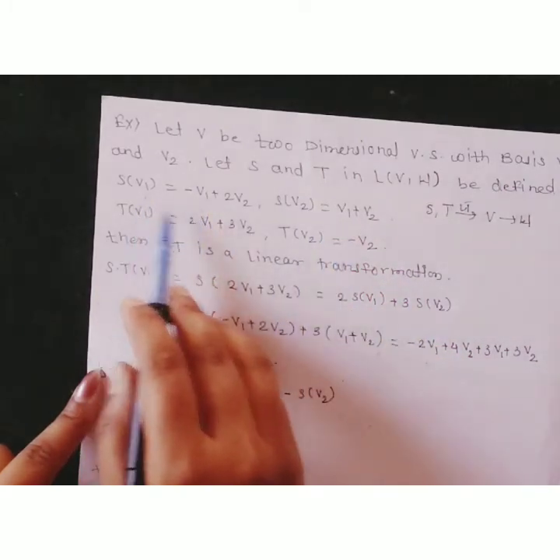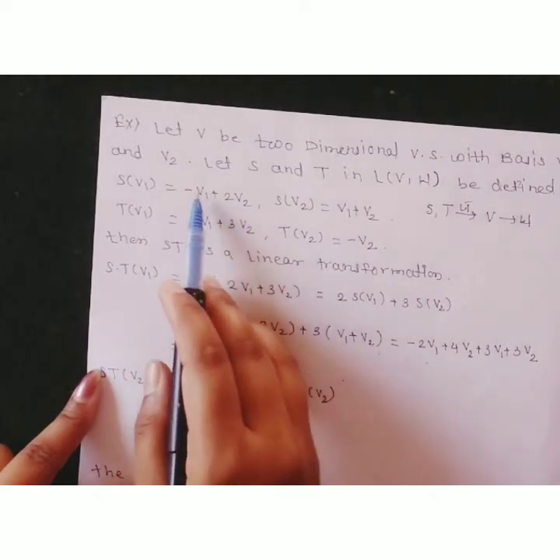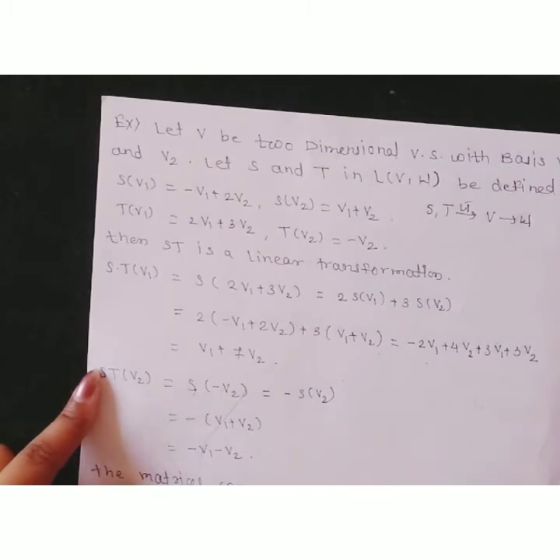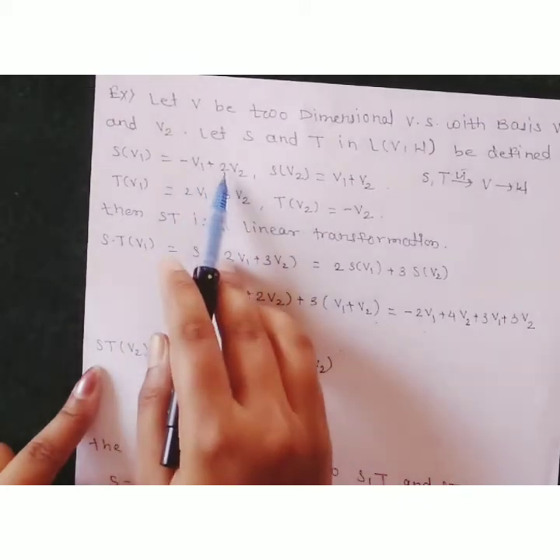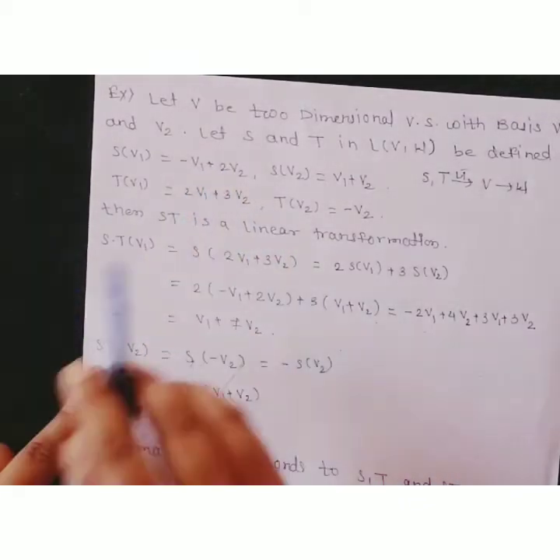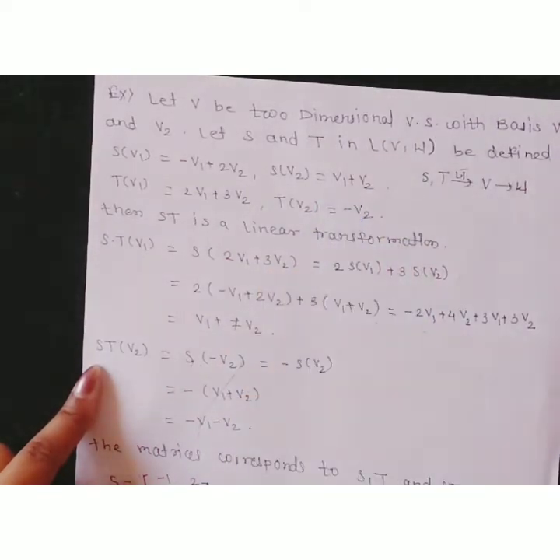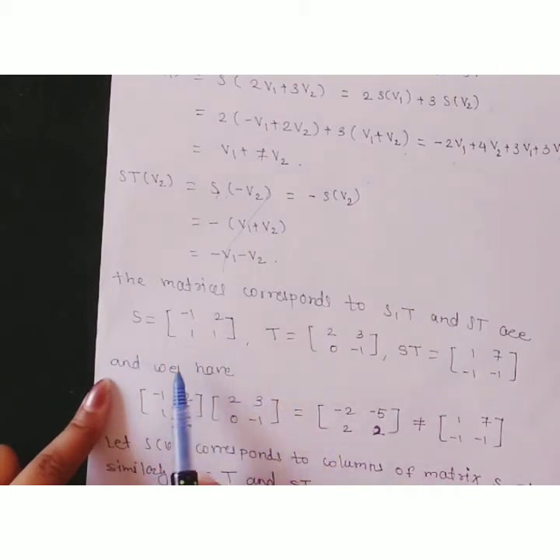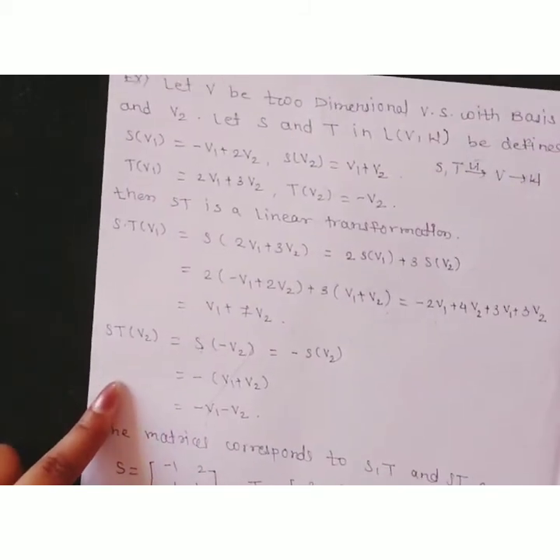Here the equation is minus v1 plus 2v2. Consider the coefficients multiplied to v1 and v2 as the first row: minus 1 multiplied with v1 and 2 multiplied with v2. So the first row is minus 1, 2 and the second row is 1, 1. Okay, so the matrix S is minus 1 2, 1 1. Now we have to find the matrix corresponding to T.